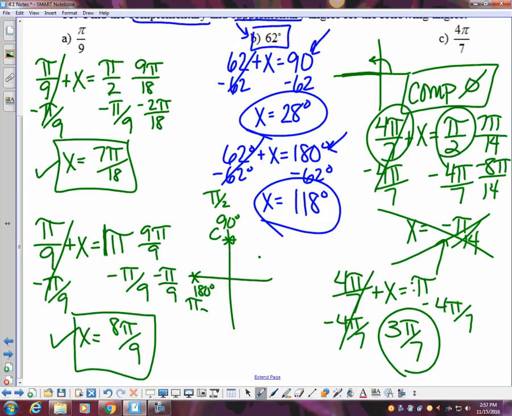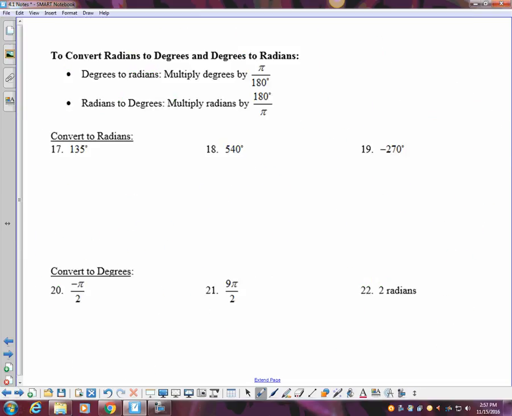Complement, supplement. Okay, and the last thing we have to do is converting from radians to degrees and degrees to radians. I don't know if any of you have taken chemistry, but when you have chemistry, you have units of measurement. A lot of times they'll give you, I don't know, miles per hour and they want feet per second. Or they'll give you liters per something and they want gallons. So you've got to be willing to change your units of measurement.